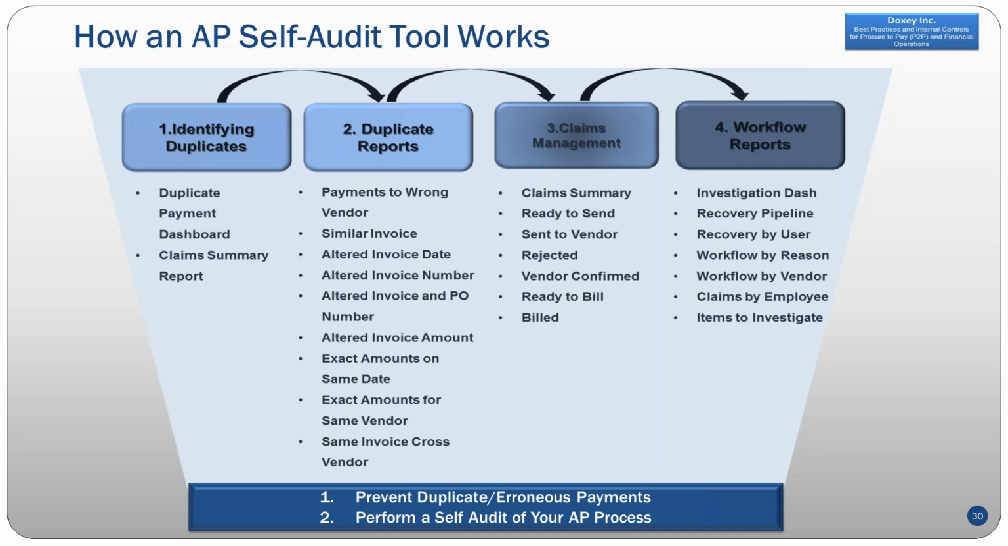And the tool would actually find 9 different types of duplicates: payments to wrong vendor, similar invoice, altered invoice date, altered invoice number, altered invoice and PO number, altered invoice amount, exact amounts on same date, exact amounts for same vendor, same invoice across vendors. And again, what this type of automation or tool can do for you is prevent any duplicate or erroneous payments, and it actually can be used to help perform a self-audit of your AP process.